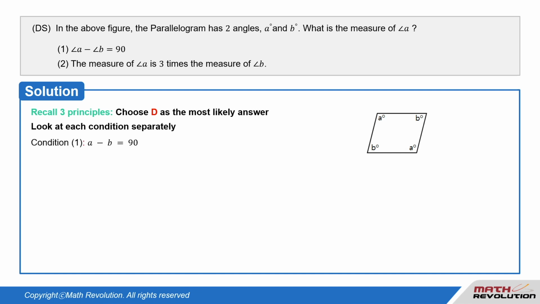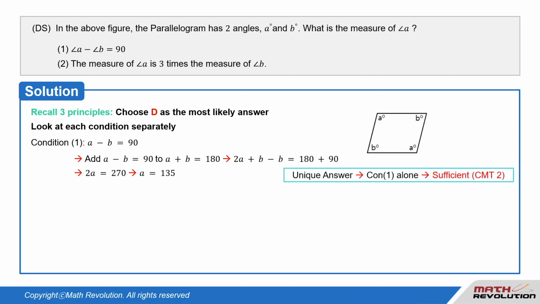Condition 1 tells us that A minus B equals 90. If we add A minus B equals 90 to A plus B equals 180, then we get 2 times A plus B minus B equals 180 plus 90. 2 times A equals 270. That is, A equals 135. This solution is unique, so it is sufficient by CMT2, which means that the number of answers must be 1.